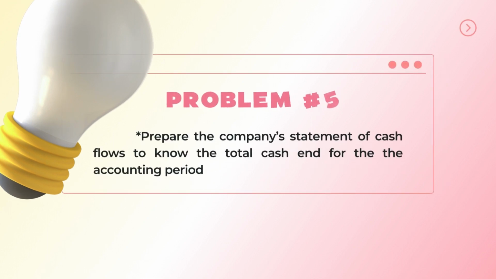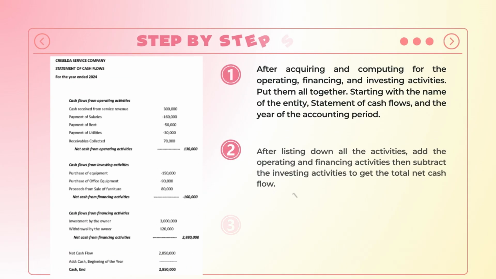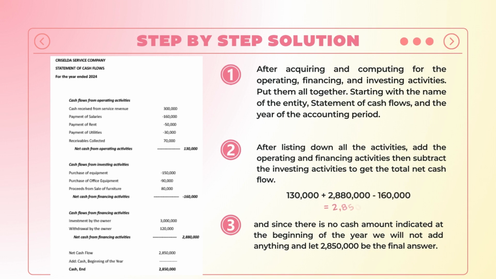For our final problem, we are asked to prepare the company's statement of cash flows to know the total cash end for the accounting period. So our first step would be, after acquiring and computing the operating, financing, and investing activities, we have to put them all together, starting by writing the name of the entity on the top left corner of the paper. Second would be writing statement of cash flows. We will also be writing the year of the accounting period.